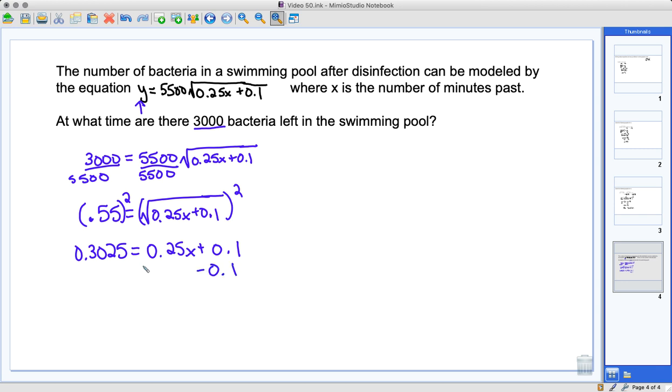Subtract 0.1 from both sides, so I get 0.2025 equals 0.25x. And then divide by 0.25. So we get x equals 0.81.